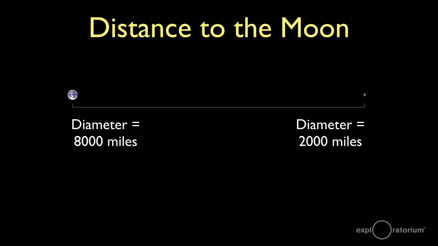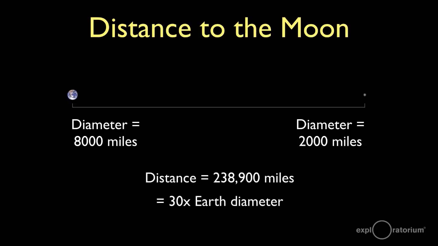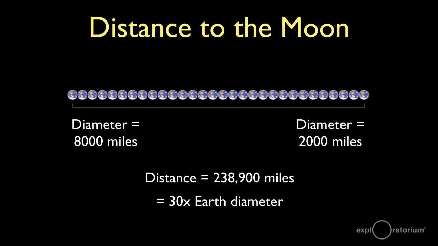Rarely do you actually see this in a book done this way, because there's just too much space between the Earth and the moon. The average distance to the moon, because remember it gets closer and farther away by a little bit, is about 239,000 miles. Here's an easy way to remember that: the moon is about 30 Earth diameters away from the Earth.